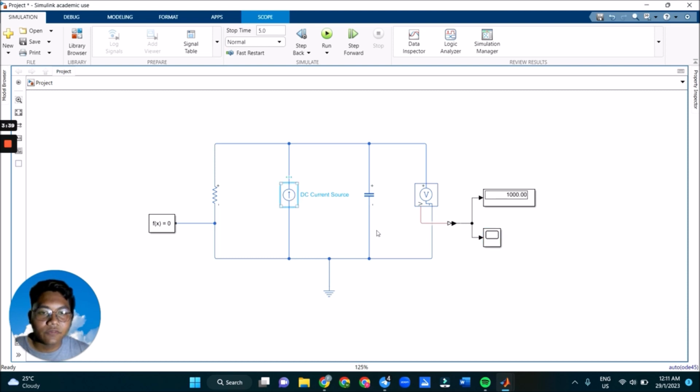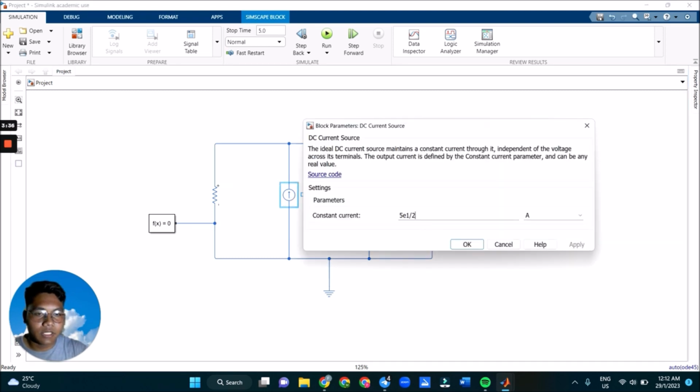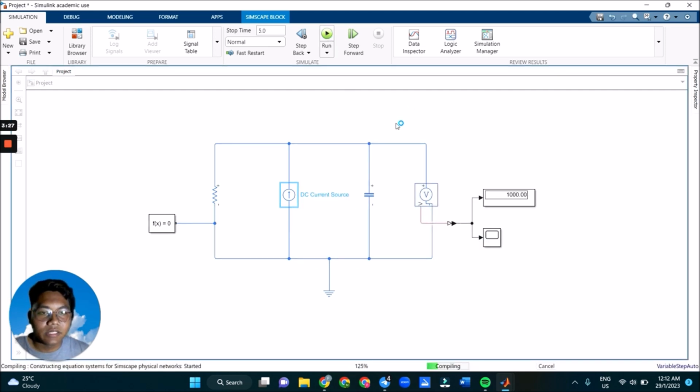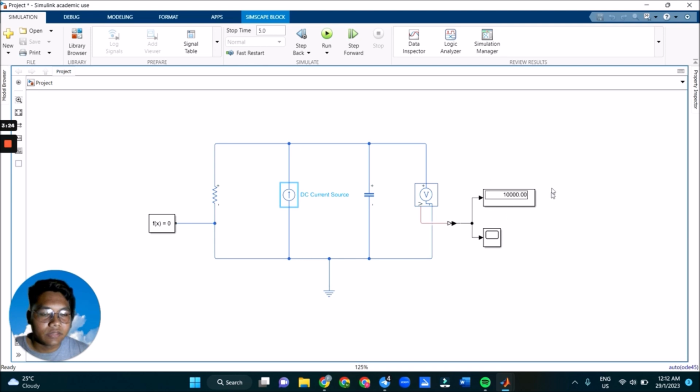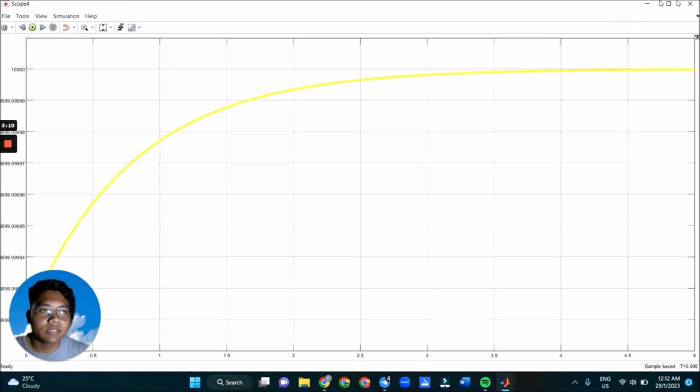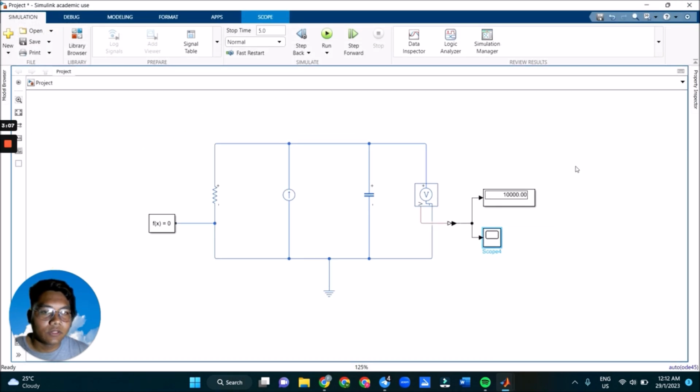Next, for the 50 e to the power of negative t, just replace the value here and run the simulation again, and we can read the result at the display. It shows the value of 10,000. The graph can be seen by clicking on the scope, and this is the graph. So that's all for the simulation part. I will continue to explain the details in the slides that have been prepared.